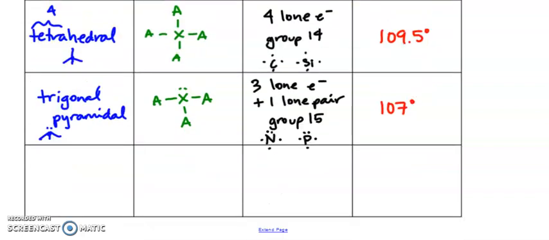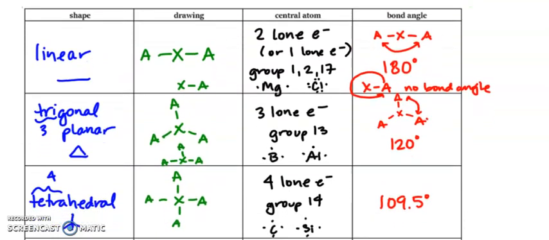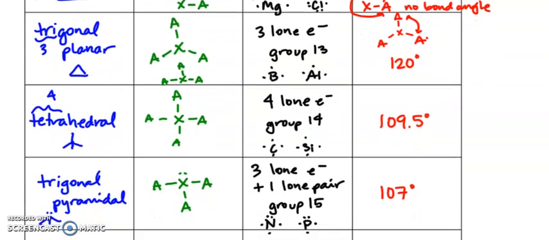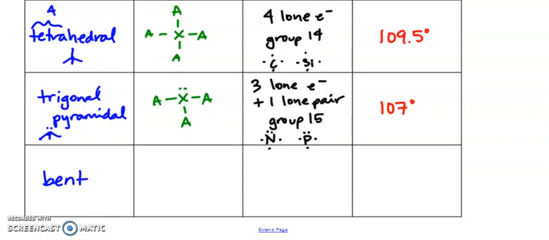All right, the last shape for you to know is bent. And if you've noticed, we've gone through a pattern, like we've got group 1 and 2, and then we skip across to 13, 14, 15, 17 was linear, so this last one would be group 16. And these are things that bond twice, but aren't linear. So something like this, bonds of these 2.